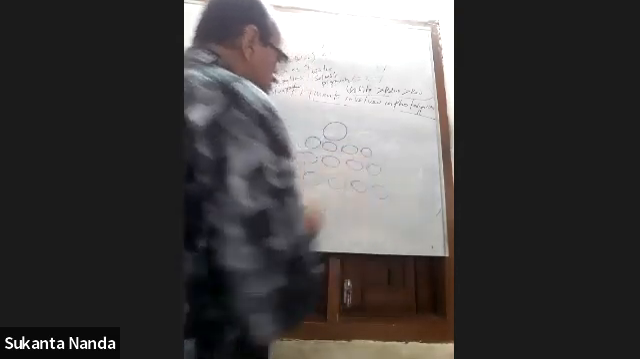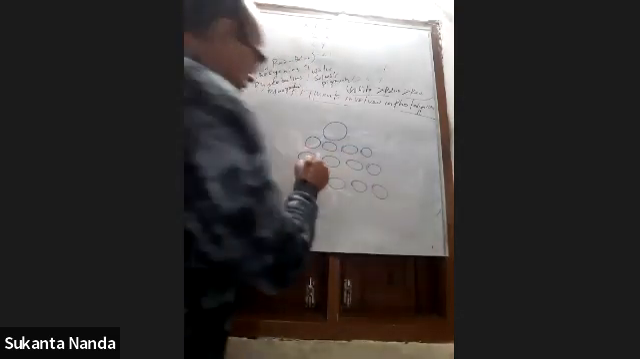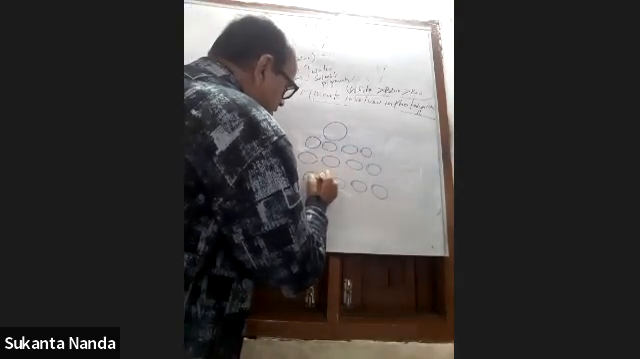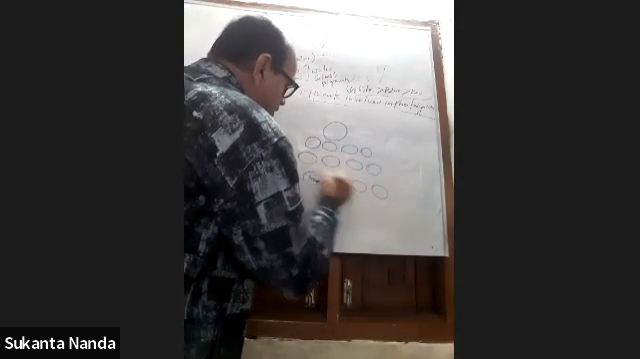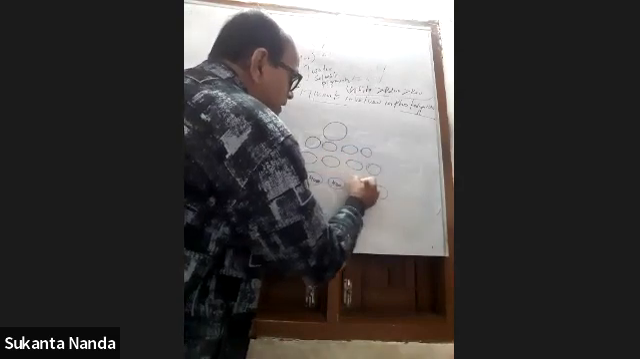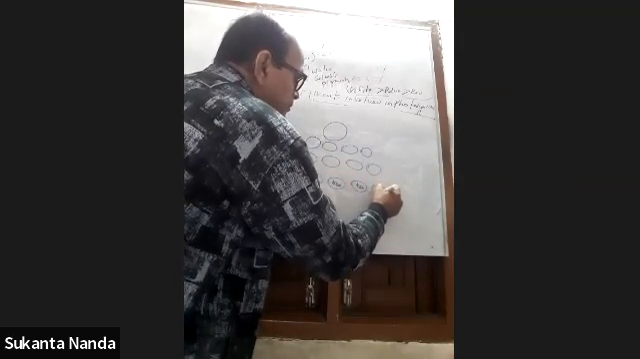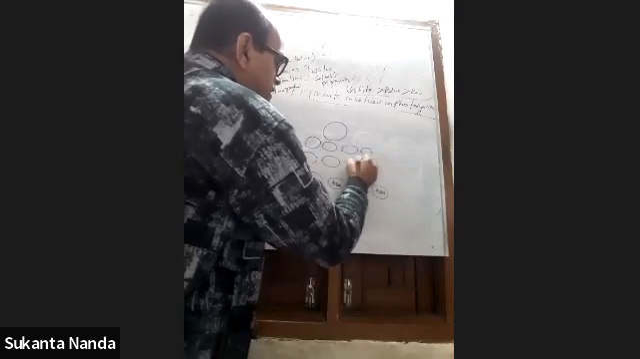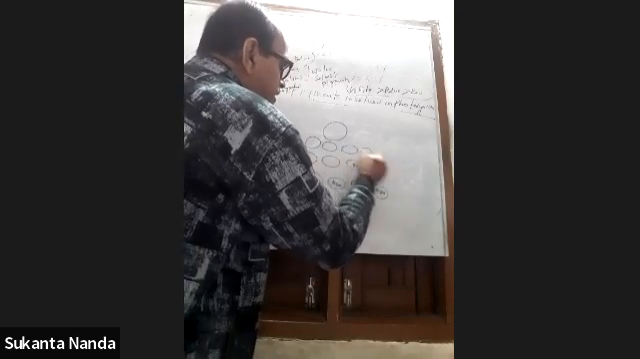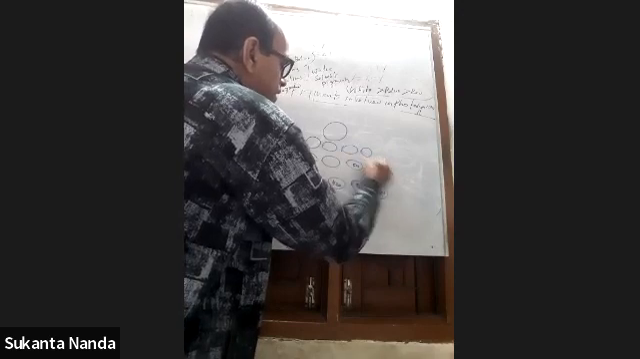I am drawing some pigments. And you see that this is 400. That is 420. That is 460. That is 480. That is 500. That is 520.